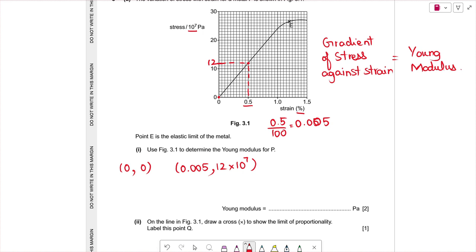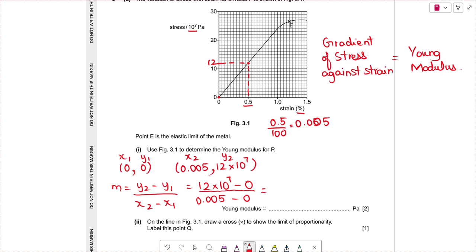So once you have 2 points, mark x1, y1, x2, y2. Let's use the gradient formula, which is y2 minus y1 over x2 minus x1. So 12 into 10 to the power of 7 minus 0 whole divided by 0.005 minus 0, and the Young modulus is 2.4 into 10 to the power of 10. So this is going to be the value for the Young modulus.